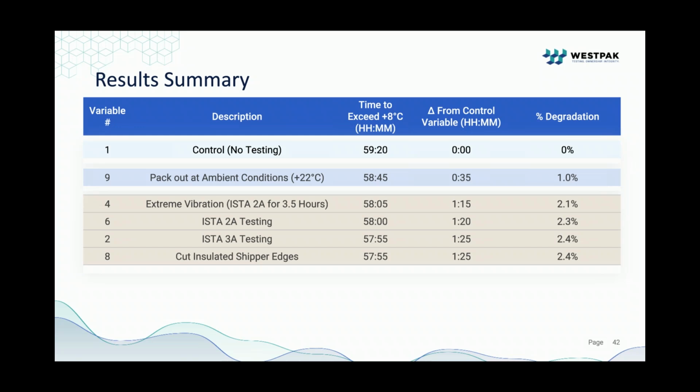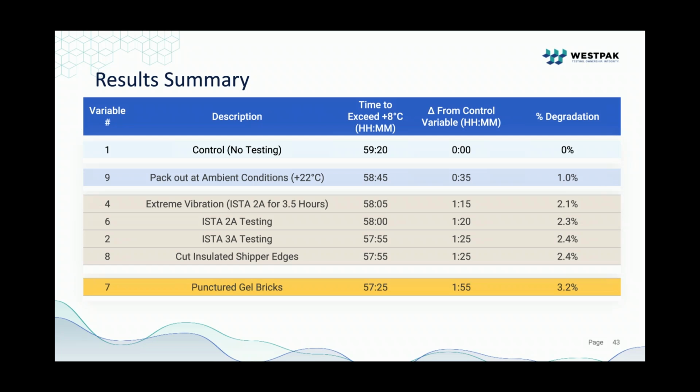And the next set is what we call the moderate or minor, is that we have extreme vibe, ISTA 2A, 3A, and the cut insulated shipper edges. Surprisingly, this was a big surprise for all of us. We thought there would be a bigger amount of degradation. We thought there would be a bigger pull away, but we're still short by an hour 15 to an hour 25. At the end of the day, it's not that much. Percentage-wise, it's around 2%, but the data is there, and we honestly thought it'd be more.